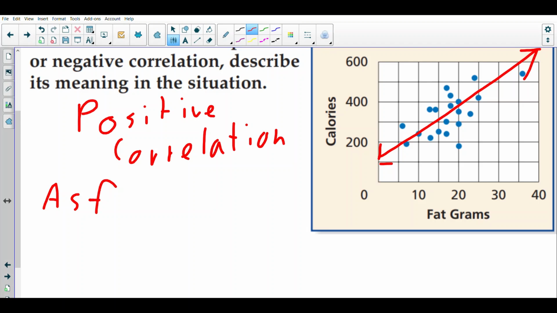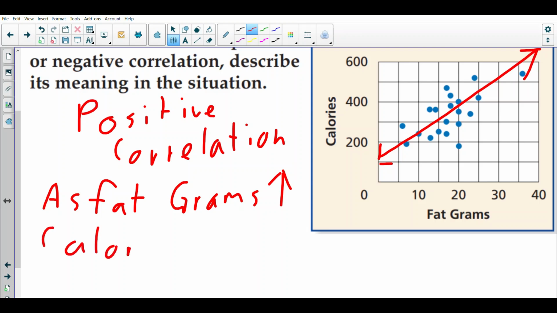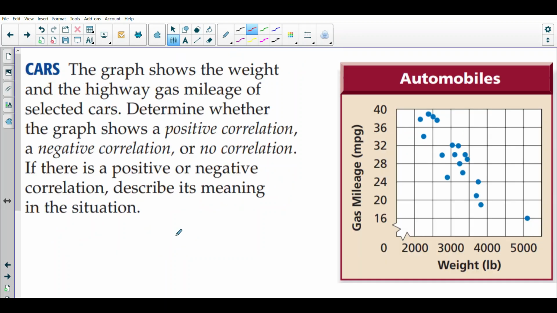As fat grams go up, calories go up. All right, so that's essentially what it's saying. Okay, let's look at another one.